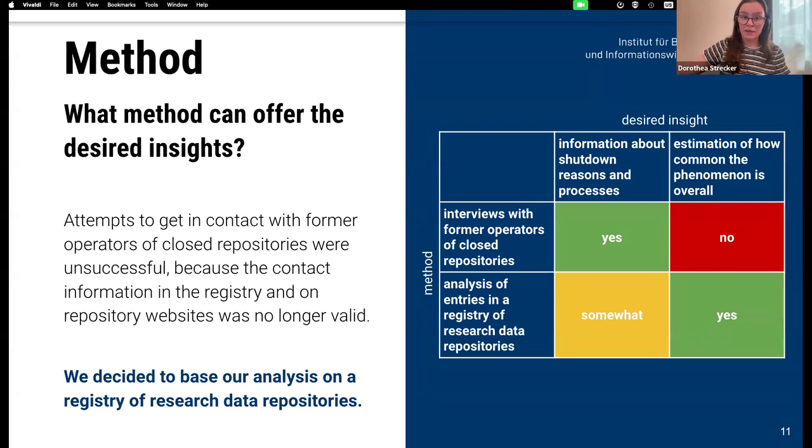Another approach, similar to the study of databases in the life sciences I just talked about, would be based on a registry that covers all disciplines. This would facilitate the estimation of the prevalence of the phenomenon, but it would somewhat limit the ability to get insights on the repository shutdown process. But we felt that we could counteract that by including additional materials into our analysis that would fill that gap. So for these reasons, we decided to base our analysis on a registry and basically choose the second approach.